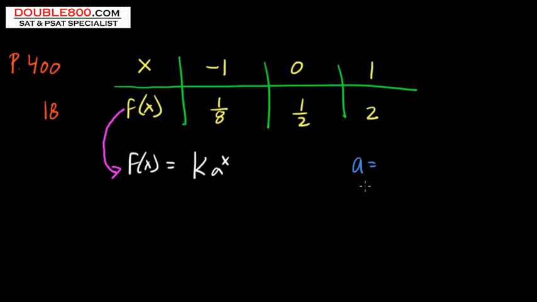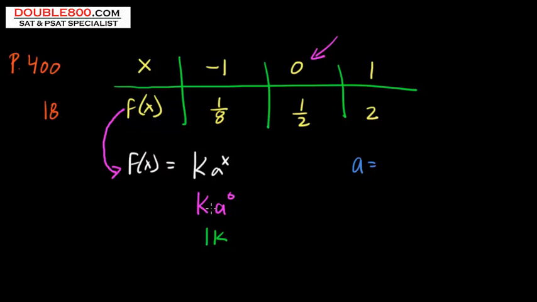The best advice I can give you for these problems when you have a table like this, always start with 0 for x. So let's just work through this. We don't know what a and k are. We have two constants here, but we're going to plug in 0 for x. So the function is going to be k times a to the 0. Anything to the 0 power is 1. And so we end up just now with 1 times k.